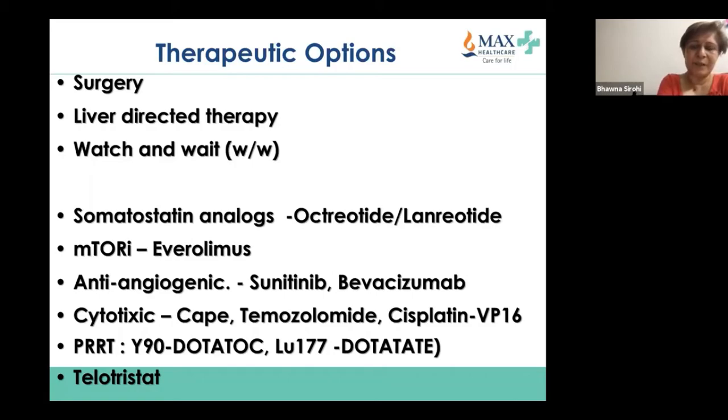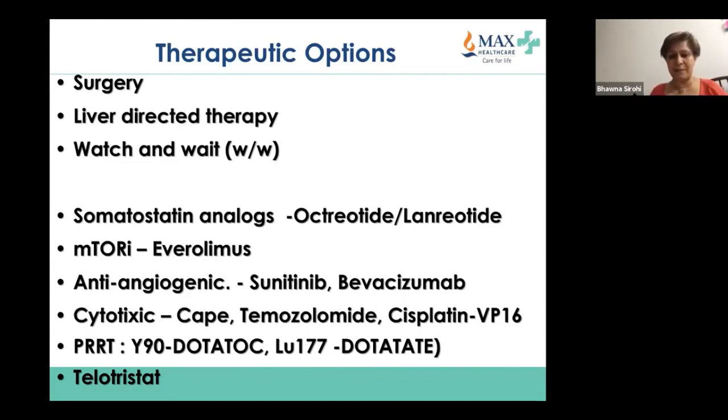Neuroendocrine neoplasms are highly vascular, so that's why anti-angiogenic treatment is quite important. So we have drugs like sunitinib and bevacizumab, which I will talk about. Cytotoxics, again, capecitabine, temozolomide, orally given, very easy to administer, very easily well tolerated if you get the dose right after a couple of cycles. And then you have cisplatin and etoposide for patients with high-grade neuroendocrine carcinomas.